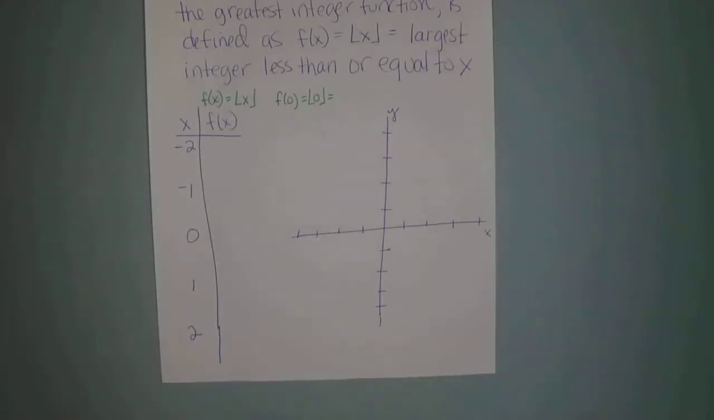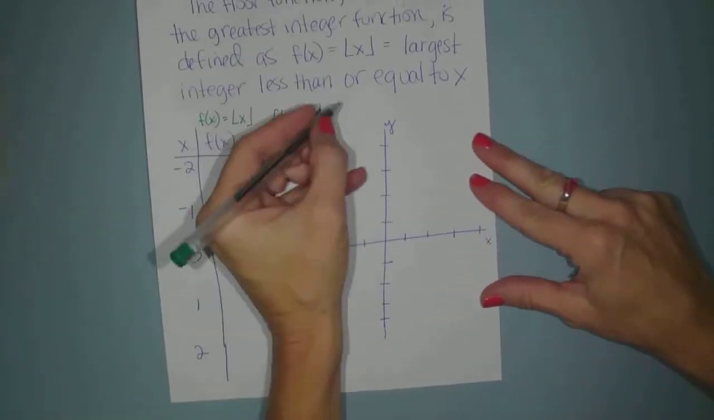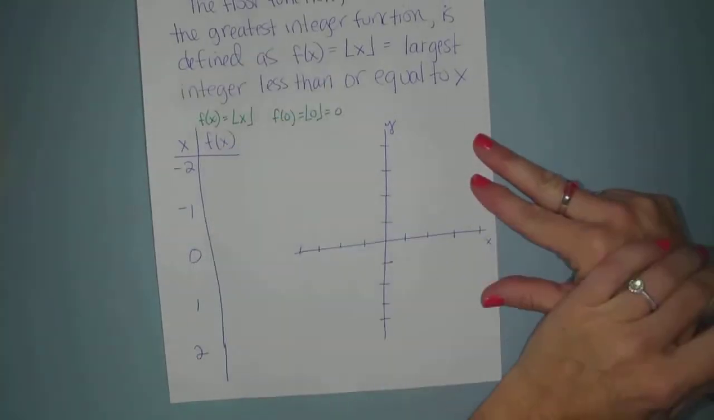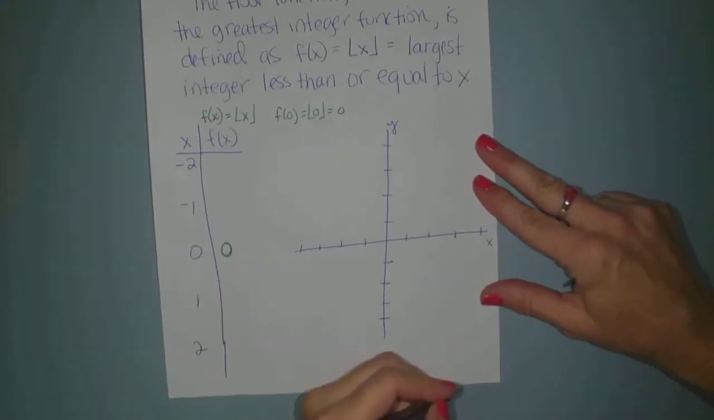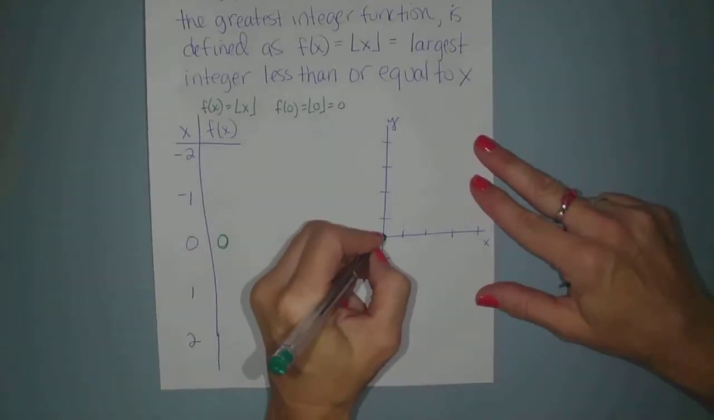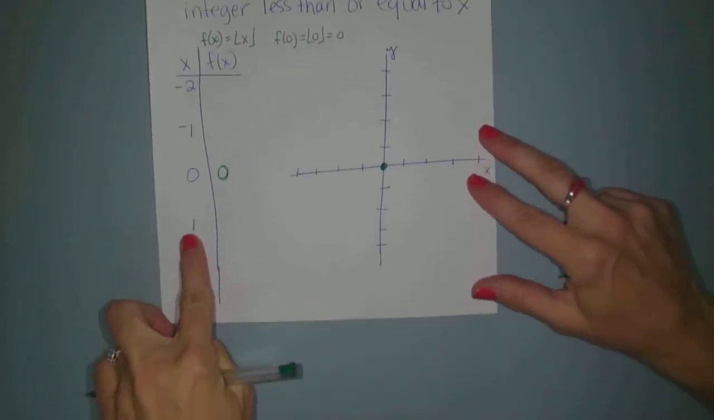So I need the largest integer less than or equal to 0. That would be 0 because 0 is less than or equal to 0. So I'm going to put 0 here. And then I'm going to come over to my graph and I'll plot a point at 0, 0. Simple enough. Okay, let's go down to 1.